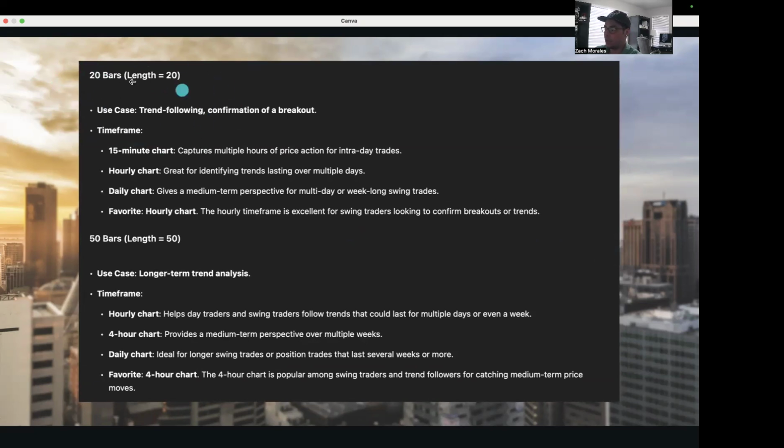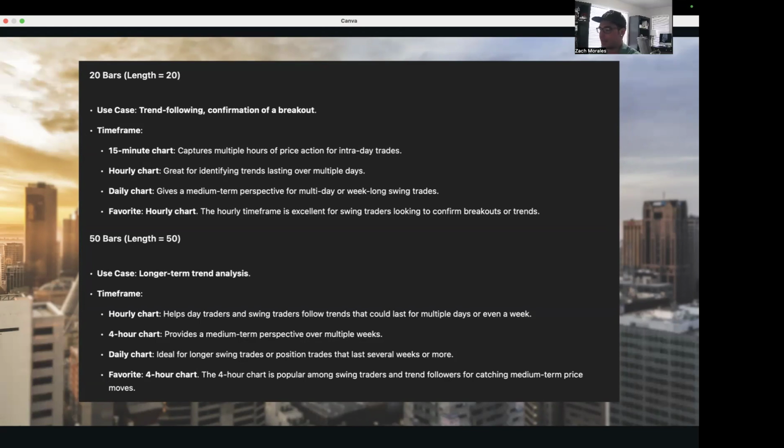The use case for the 20 bars, this is going to be your hourly chart essentially, but you're going to use this for trend following and confirmation of a breakout. So you can use it on the 15-minute chart to capture multiple hours of price action for intraday trades. The hourly chart is really great for identifying trends lasting over multiple days. And the daily chart gives a medium-term perspective for multi-day or week-long swing trades. So again, a little bit shorter time frames. All of these that we've looked at so far have been for day trading.